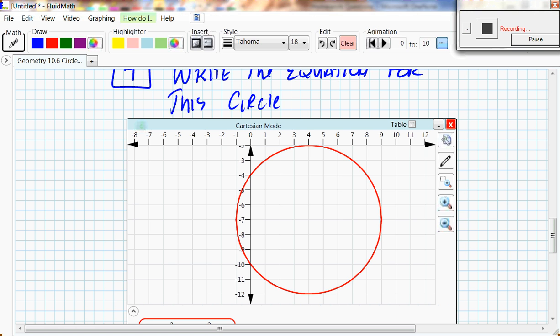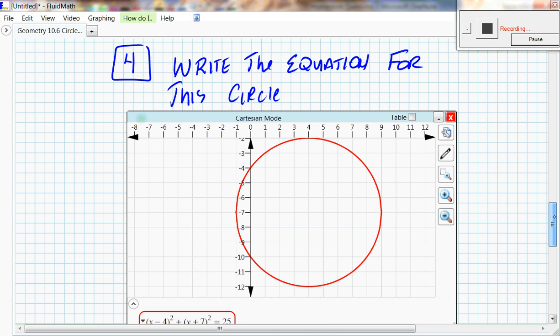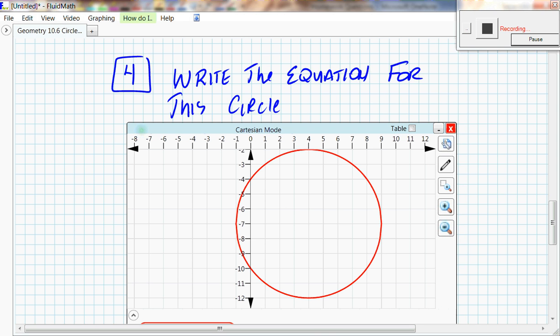Okay, here's your last part of the day. Look at this. Okay? So, what do you need to find? You need to find where the center is. Find the radius, plug it into the standard.